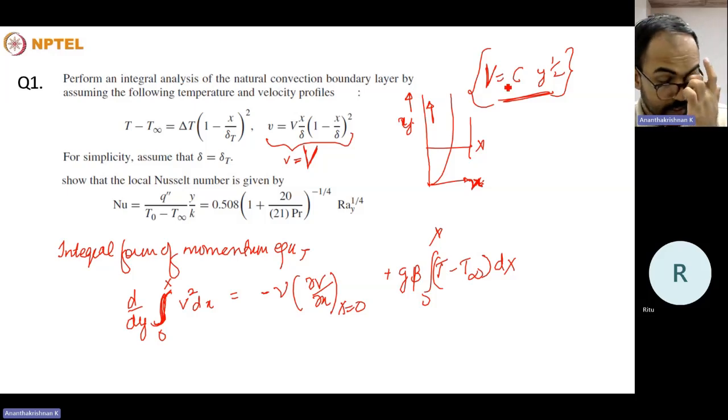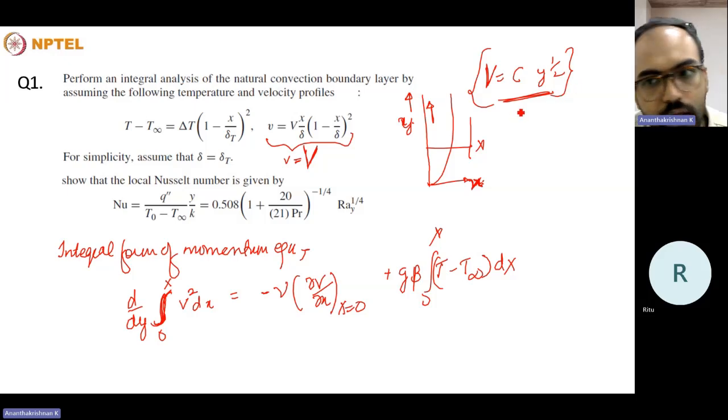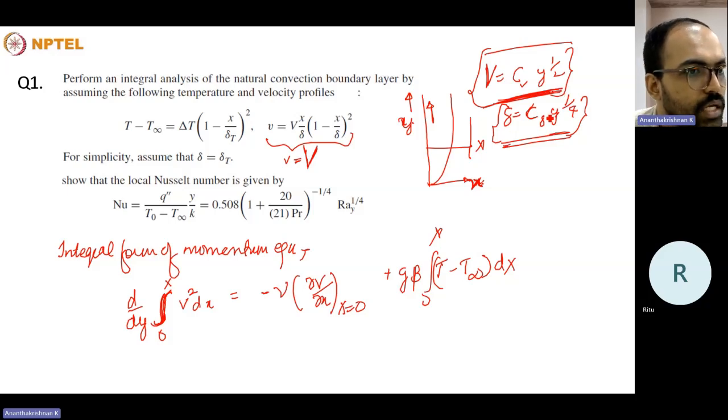That we have obtained from the previous week's lecture, Week 6 lecture. So v is equal to c_v y raised to 1 by 2. Similarly, the boundary layer thickness can be written as another constant, which we can denote by c_delta, times y raised to 1 by 4. We will keep it aside for the time being. This is something we obtain from the scaling analysis. We are not going to directly use it as of now, but it should be there in the back of the mind, so that at a later stage when some particular constants are to be determined, we can make use of these two equations.